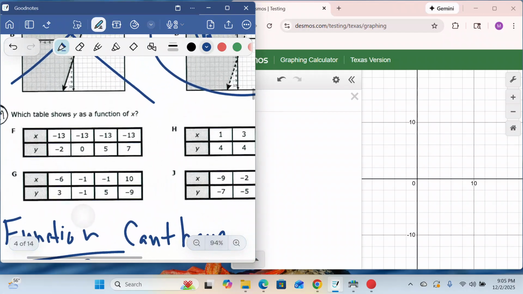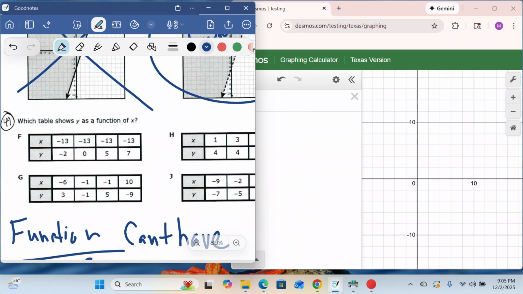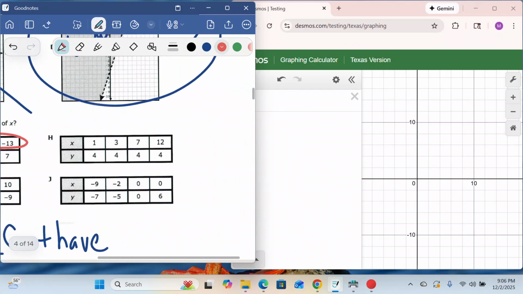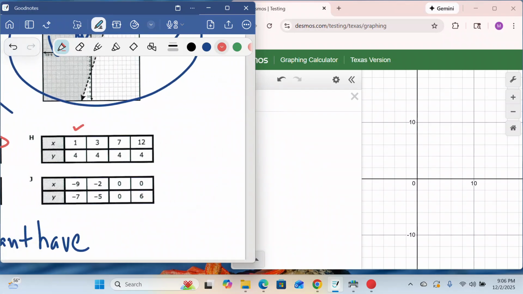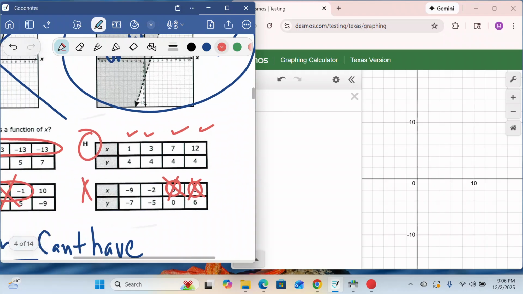Okay, so we're going to look at letter F. Does it have two of the same zeros? Well, actually this one has four of the same zeros. So this is not a function. I look at G. Does it have two of the same zeros? It does. This is not a function. I look at H. Does it have any of the two zeros? Nope. And I look at J. Does it have any of the two zeros? No, no. The answer is letter H.